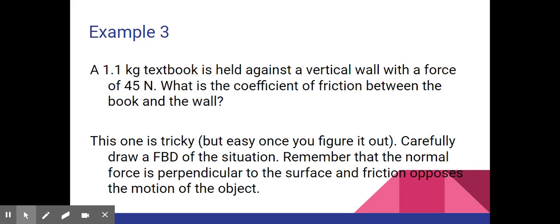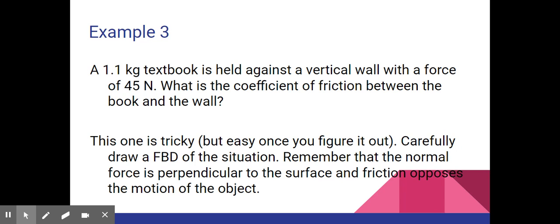And then finally, this one, I guarantee you there's going to be something like this on the AP exam, and I might test you on it later in the week. We'll see. We've got a 1.1 kilogram textbook. It's being held against a wall with a force of 45 newtons. So somebody's pushing this book against the wall. What is the coefficient of friction between the book and the wall?